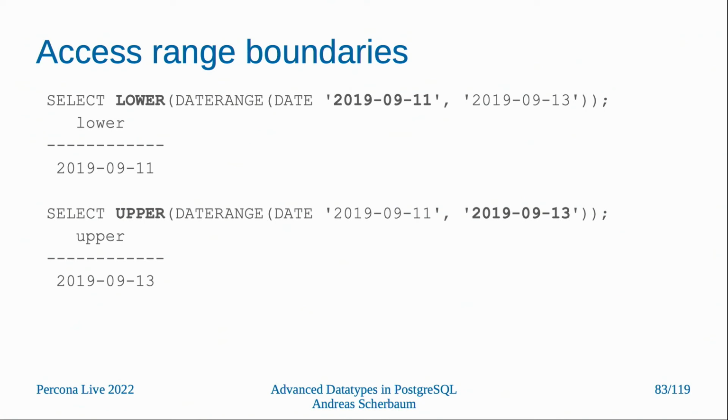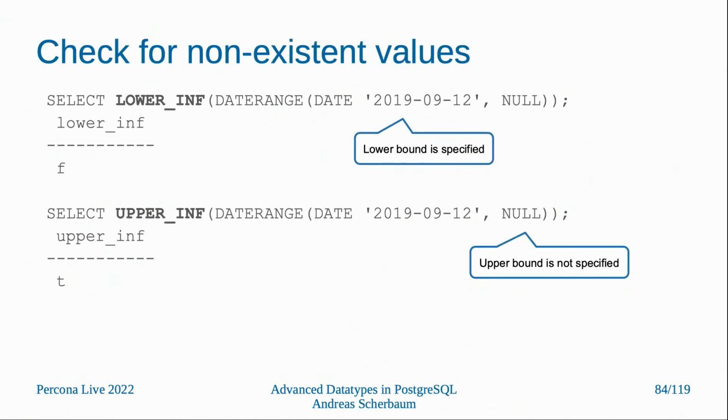Because you asked, yes, you can access the boundaries in range types. You can ask for the lower range here or for the upper boundary. You can also find out if one of the boundaries is infinite, so it's not defined. It gives you back a false because the lower boundary is defined, but the upper boundary is not defined, so it gives you back a true here for the upper infinity function. Questions about range types?